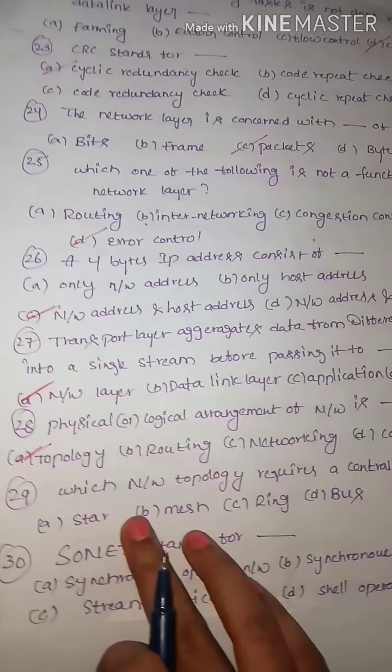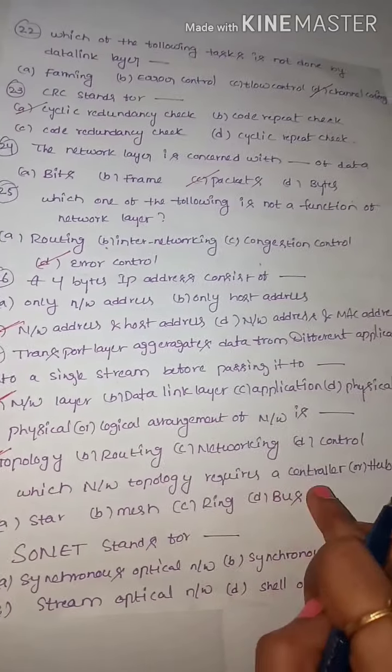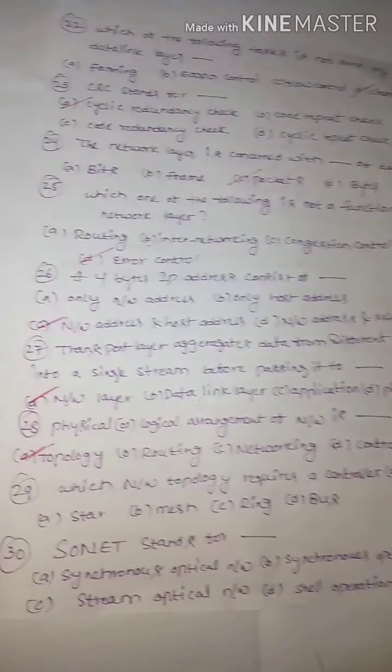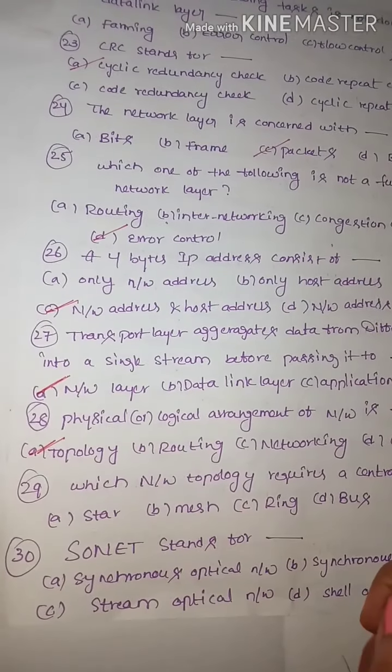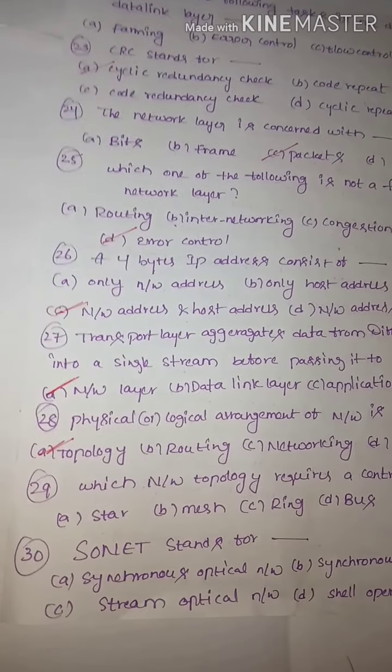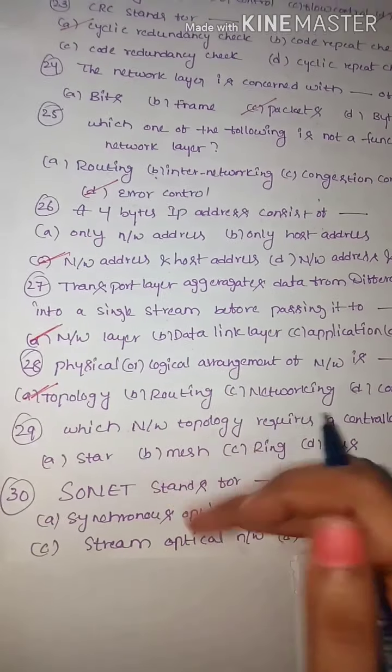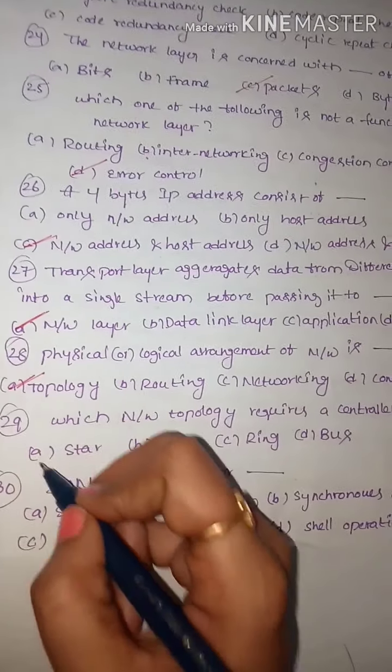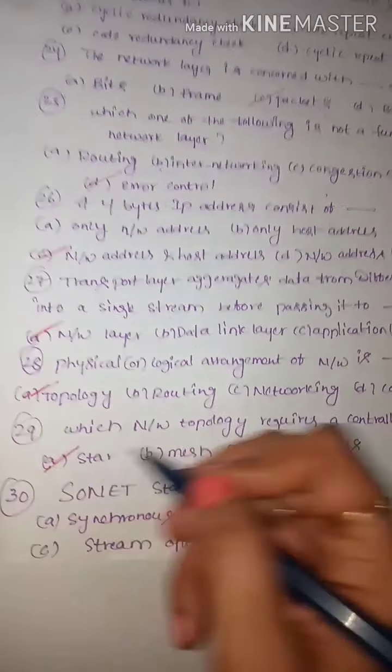Next one, which network topology requires a controller or hub? In a star topology, all computers or devices are connected in the form of a star and all of them are connected to the central device, that is the hub. So the correct answer is star topology.